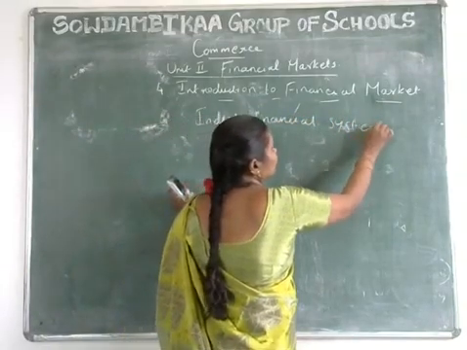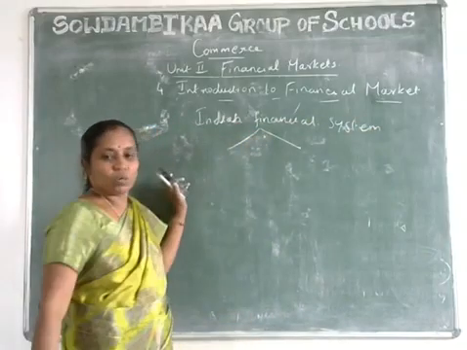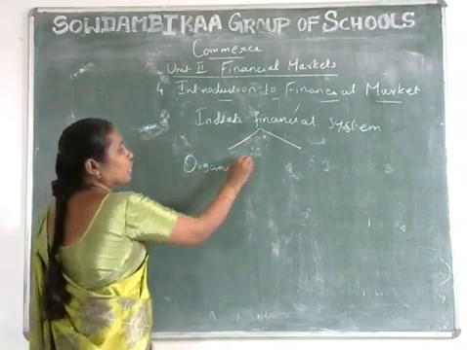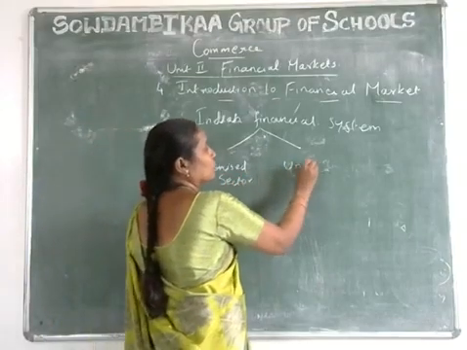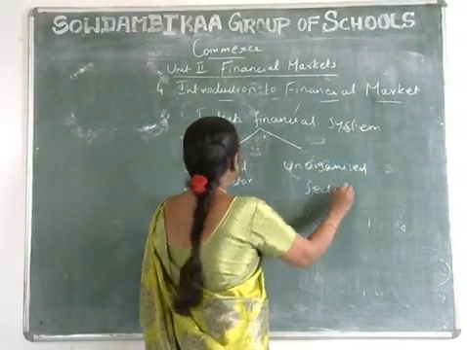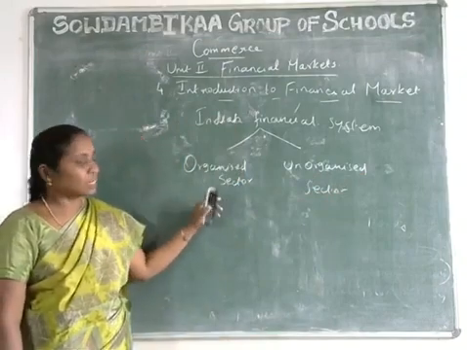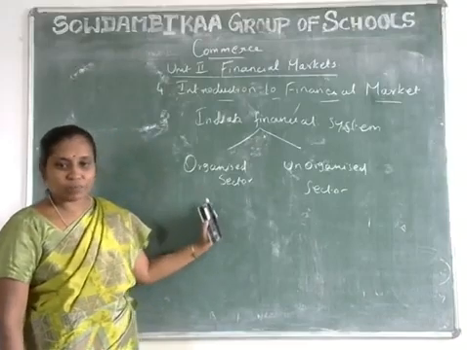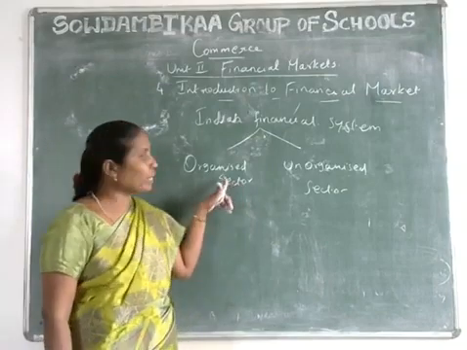The Indian financial system can be classified into two sectors. One is the organized sector, and another one is the unorganized sector. What is meant by organized sectors? Organized sectors means rules and regulations are passed by the government. So rules and regulations passed by the government is called the organized sector.